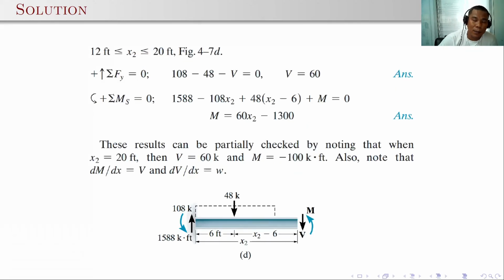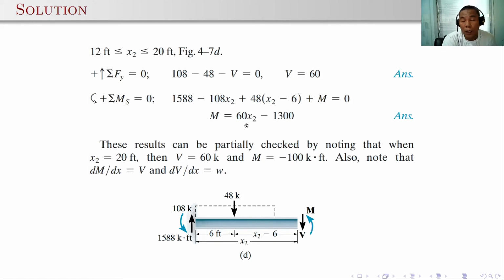For the second segment at 12 feet to 20 feet, we can apply again the summation of forces in y to compute for V. As you can see, the shear here is constant, which is equal to 60 because there is no loading in this region. The summation of moment also gives 60 x2 minus 1300. Again, notice that the degree is just one step higher. So from no loading, to the shear with 0 degree, and to the moment with 1 degree.